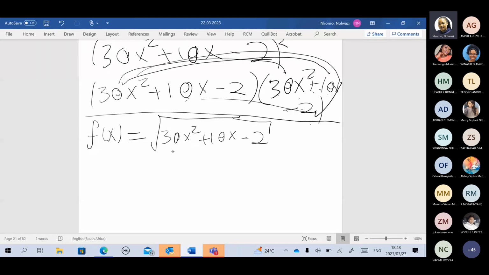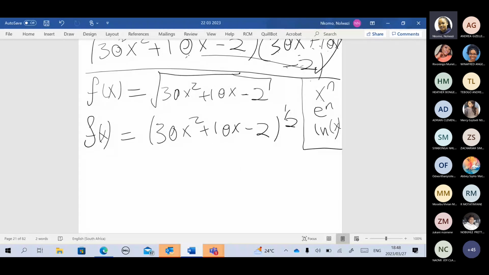Then the next step is to compare that function to these three functions: x to the power n, e to the power n, ln x. The closest function here is x to the power n, right? Meaning your n is equal to a half. And then you should write this function in a form of one variable. So we introduce this variable, which is u. We let u be 30x squared plus 10x minus 2, right? And your new f of x is u to the power a half, right?